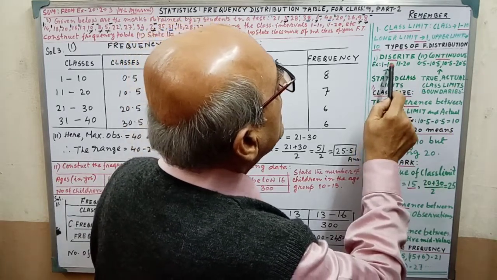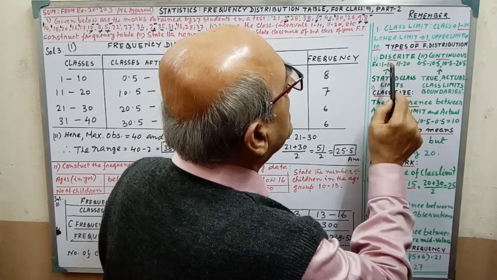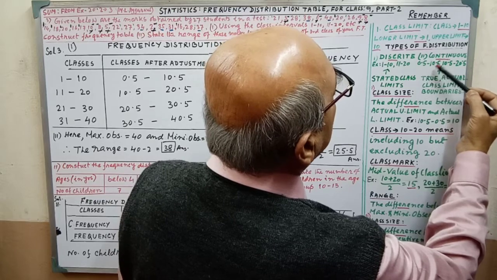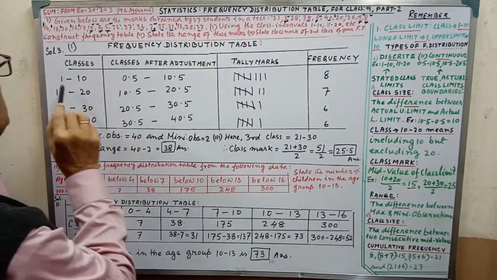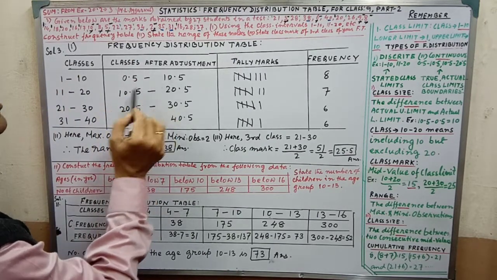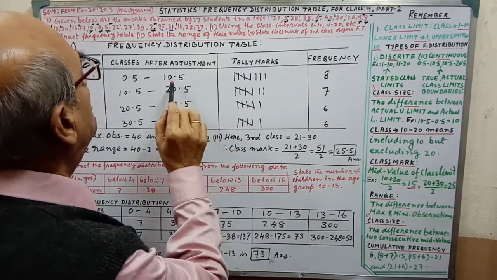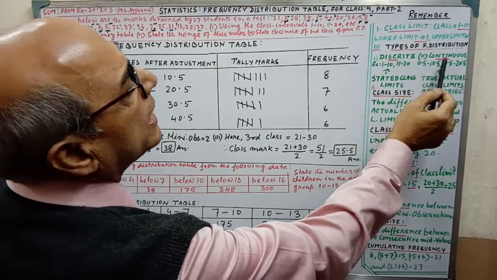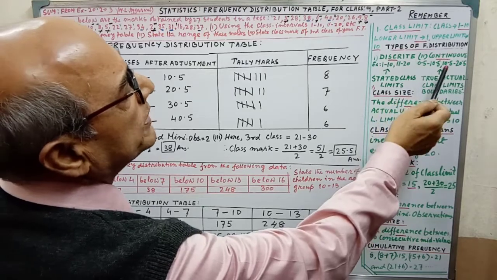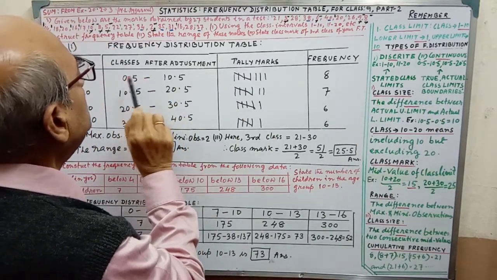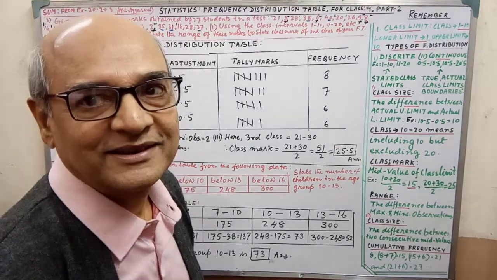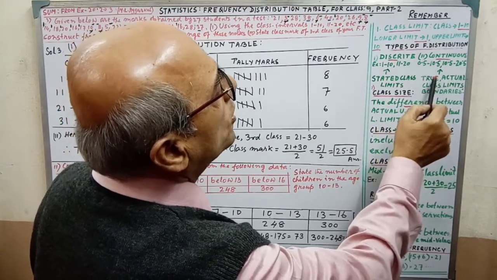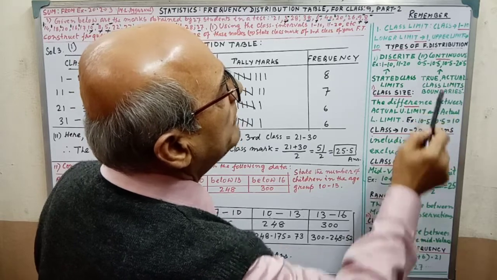In the case of discrete, if you see that the upper and lower limits of two consecutive class intervals are different, then it will be discrete. And if you see that the upper and lower are both the same, then it will be continuous. That means this is discrete, because there is a difference, and this is continuous because they are the same. By subtracting 0.5 from the lower and adding 0.5 to the upper, discrete becomes continuous frequency. I think it is clear. Now this discrete is known as stated class limit, and this is known as true class limit, actual class limit, and class boundaries.